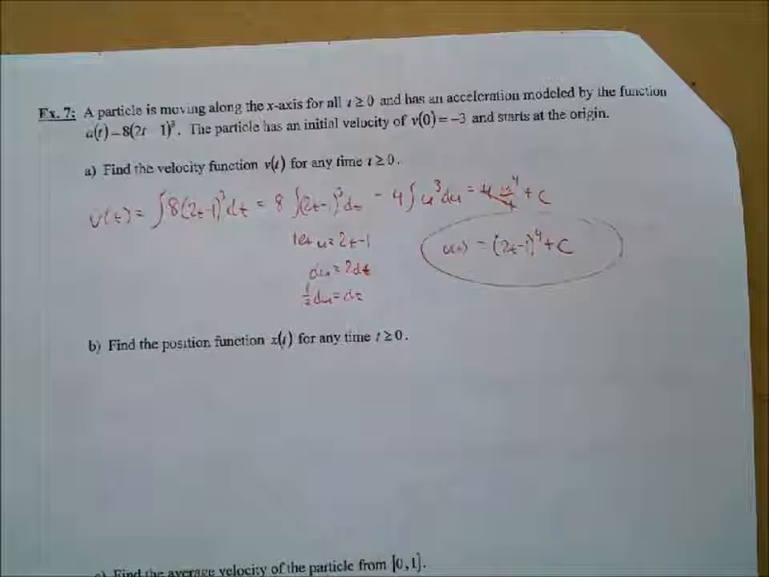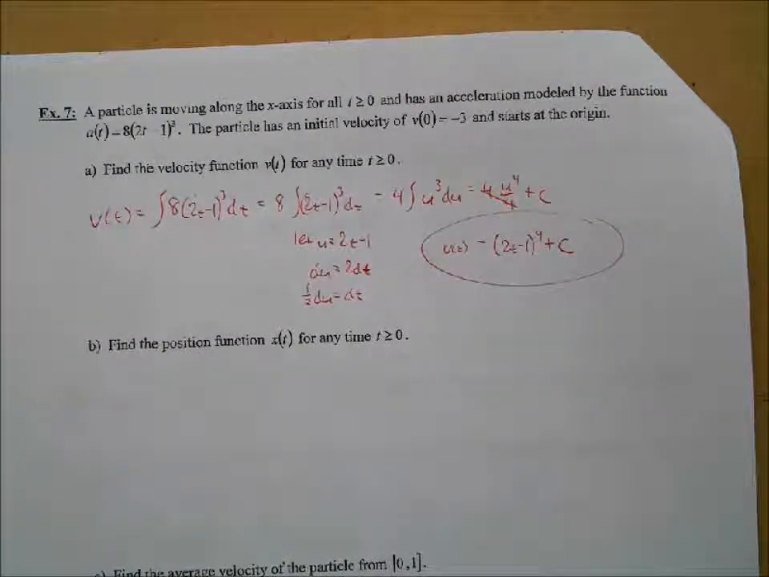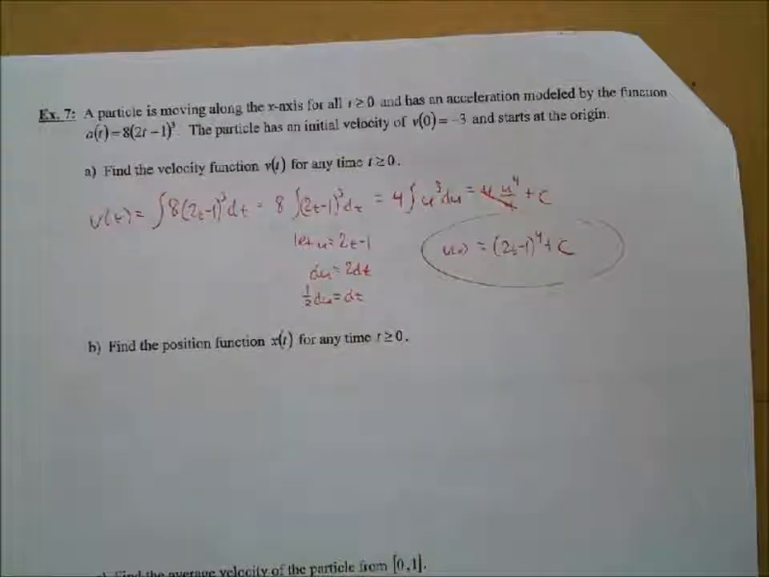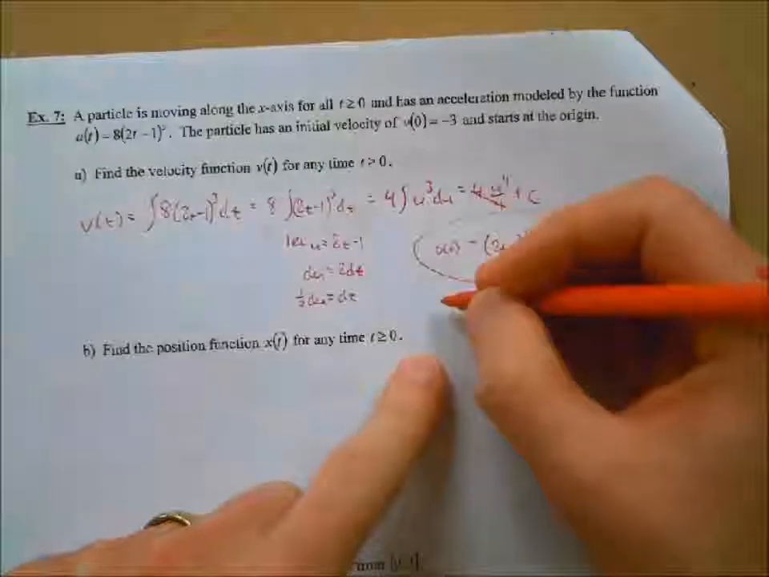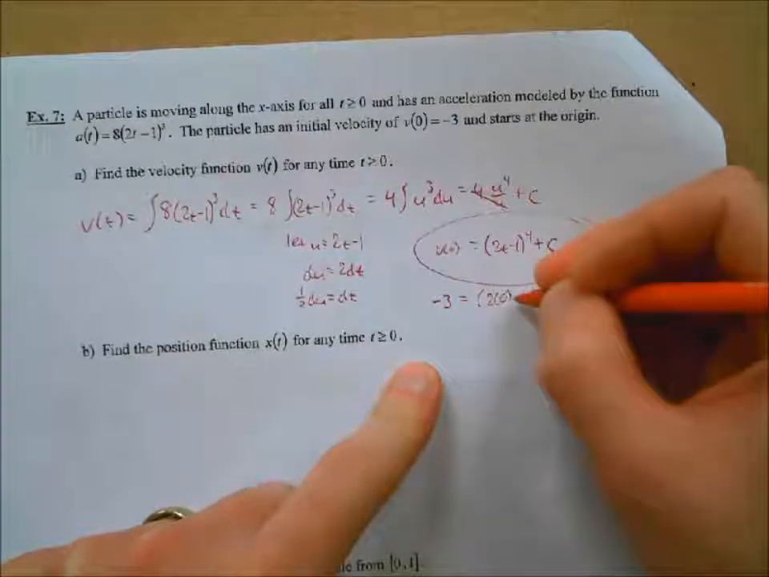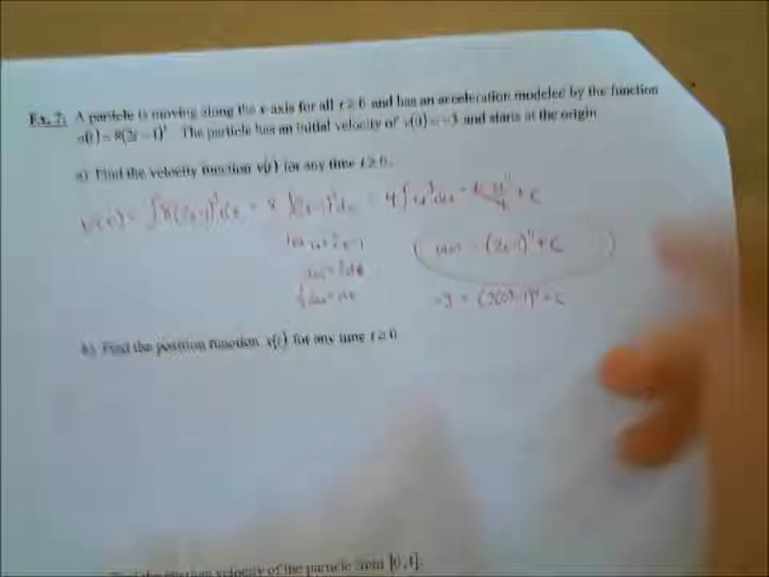But of course, yes, Lily? Would we have to find c because we have v of 0? Right, exactly. We have our initial velocity here, and so we're not quite done yet, because we want to find the actual velocity function for any time t greater than or equal to 0. So we're going to use our initial velocity: (2 times 0 minus 1) to the 4th plus c.